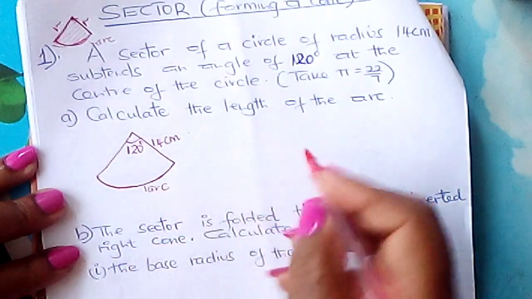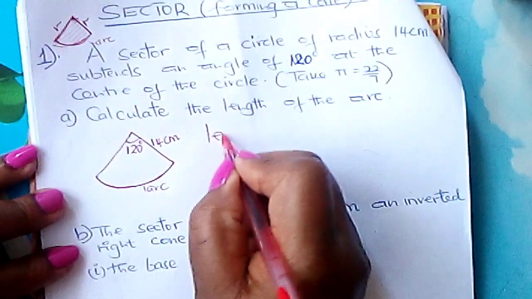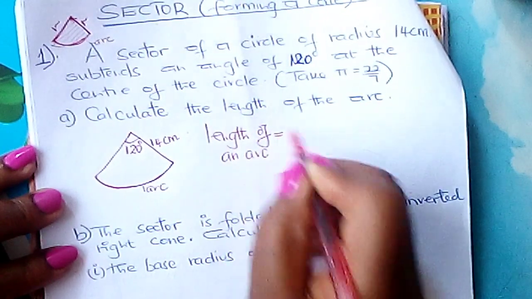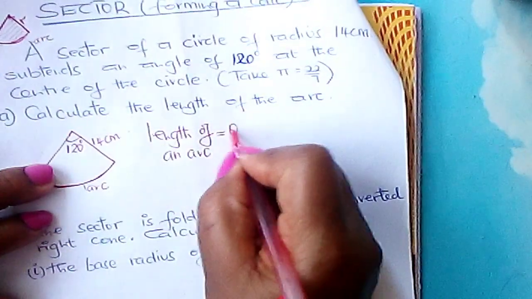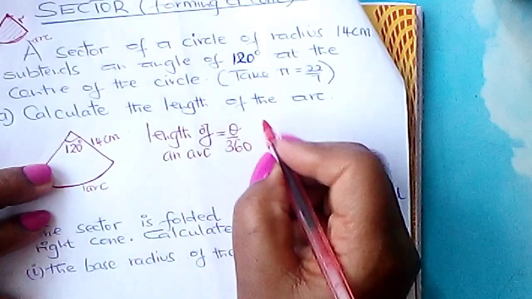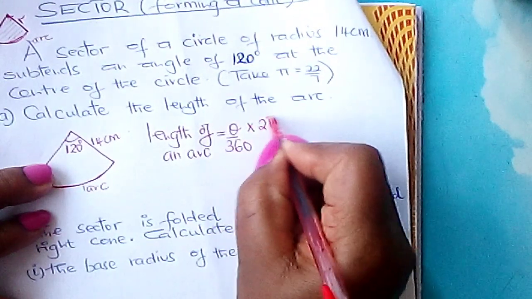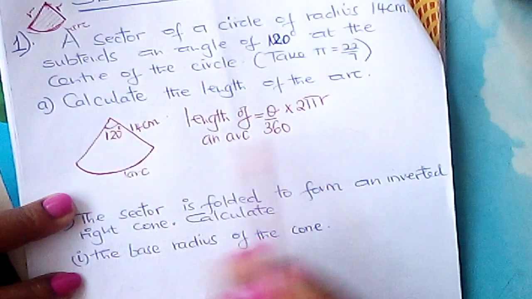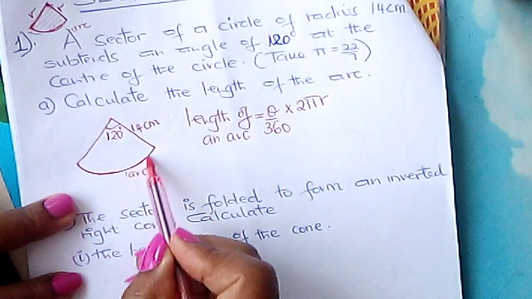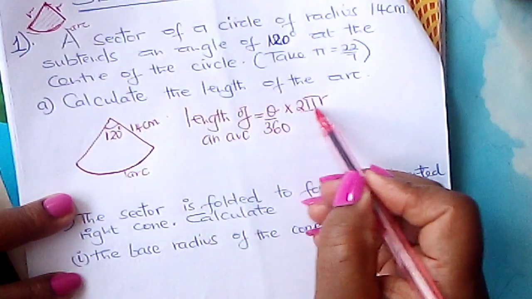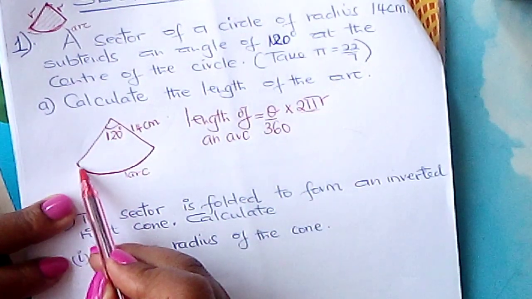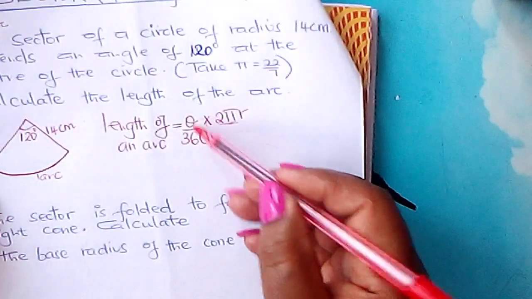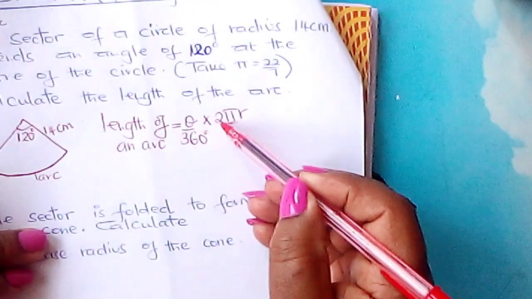This is the arc. So, learner, length of an arc is given by what formula? The angle at the center, theta, over 360 times what? 2 pi r. Remember, it is theta, the angle at the center, over 360 times 2 pi r. Remember, 2 pi r is a formula for circumference. An arc, learner, is a part of the circumference. So it is theta over 360 times 2 pi r.